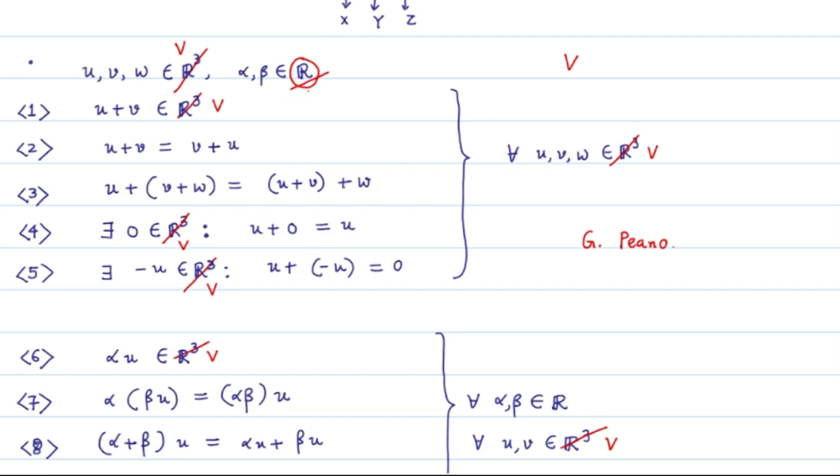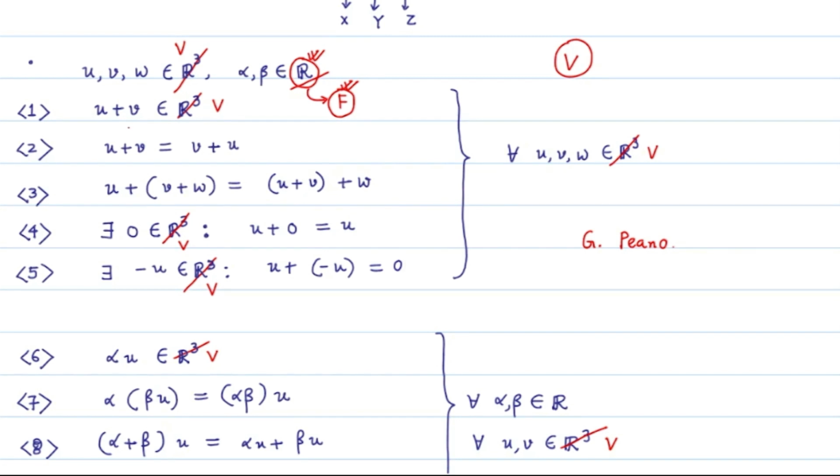We can even replace this real number set by an abstract set, capital F say, which is called a field, and any element inside a field is called a scalar. When we are replacing the real number set by a field, we will say that V is a vector space over the field F instead of over the real number set.